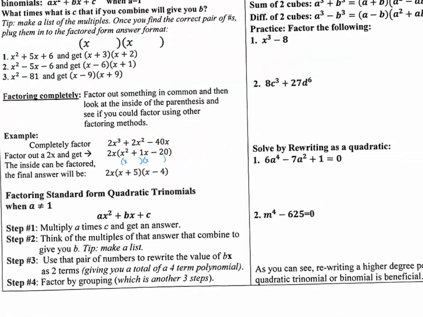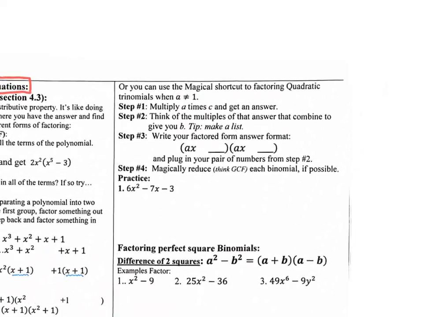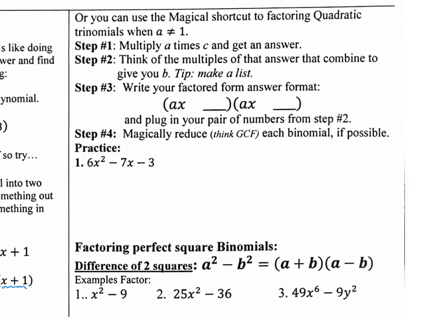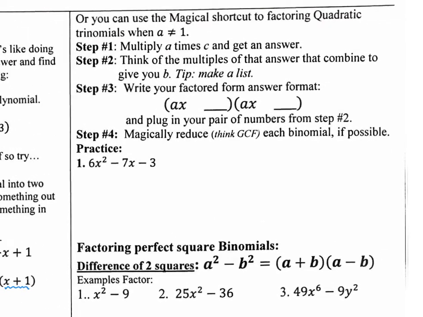But after that, I showed you a shortcut. That magical shortcut where you magically divide each binomial. So it's up to you if you want to use factoring by grouping, or you could set this up. Let me guide you through it. Step 1 is to multiply a times c, right? So let's look at this first practice problem. Everybody go ahead and jot this down in your notebook. Let's actually practice this one.